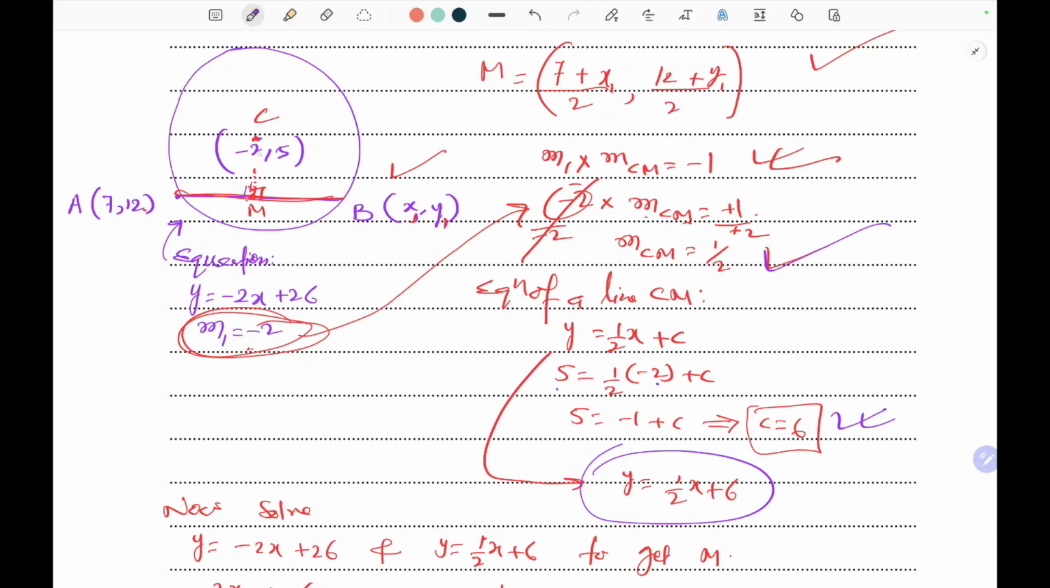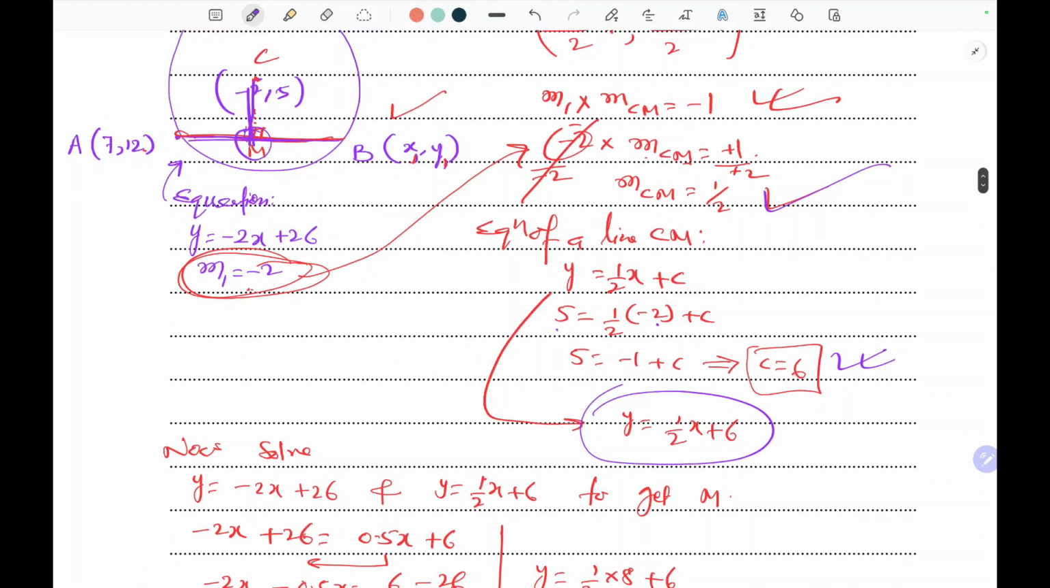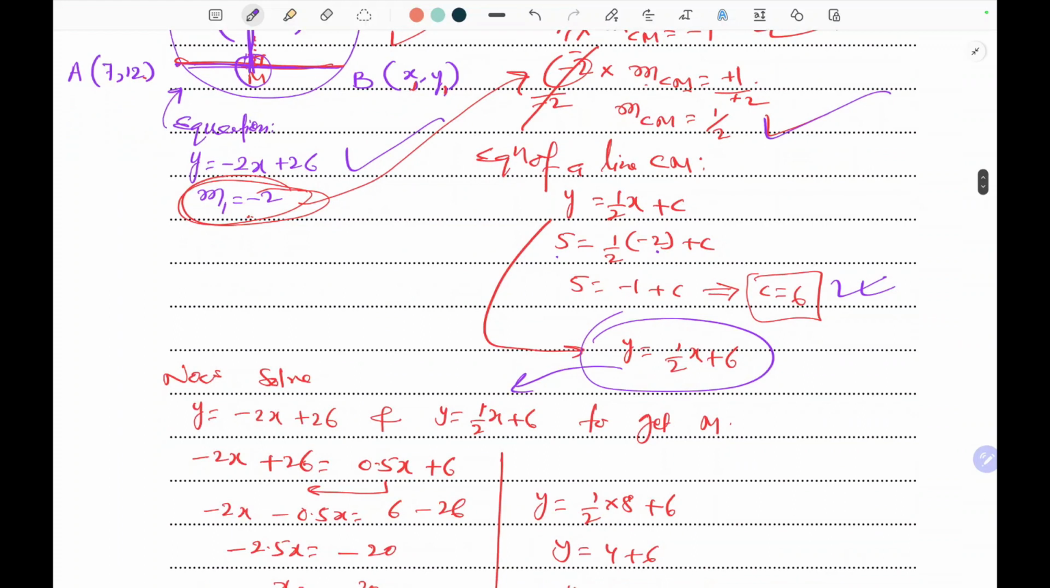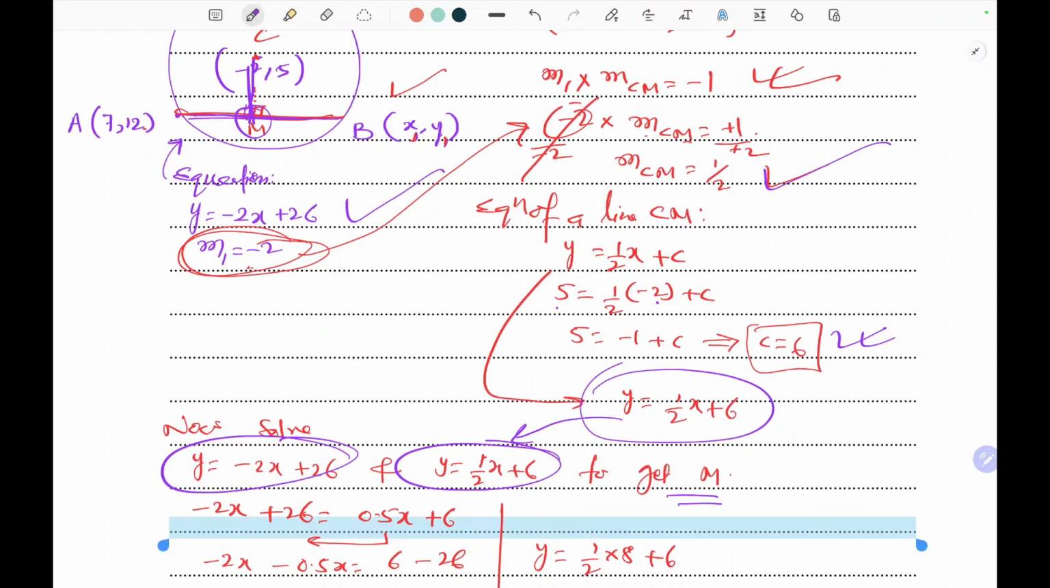So now what is happening? We got the CM equation, and we have the AB equation. If we solve them, then we can get this point. So I'm solving. The first equation is y = -2x + 26, which is this, and y = half x + 6, which is this. We just need to solve these two equations to get M.